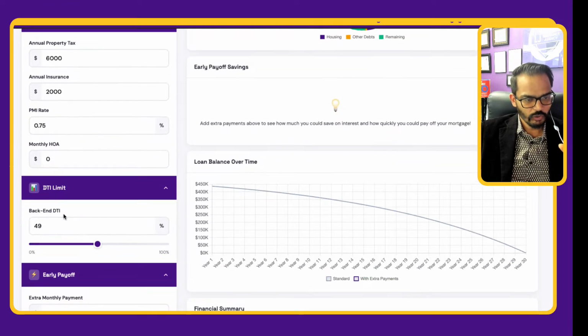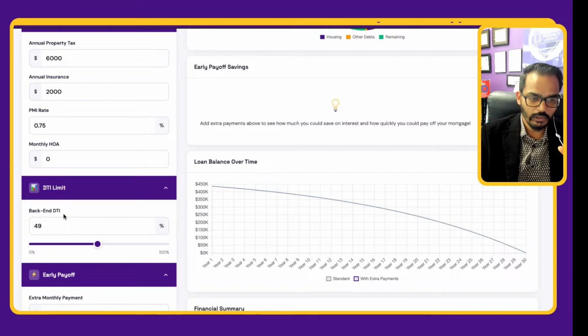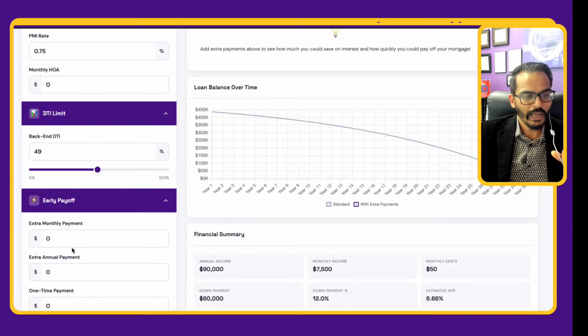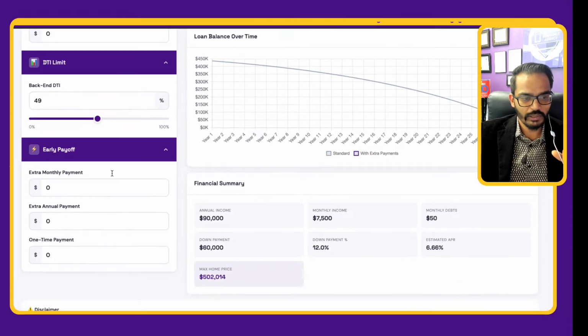And back end DTI, what does DTI stand for? It's debt to income. How much money you're making versus how much debt you have, and we can use a percentage of it. So as loan officers, we're using back end DTI. This is going to be what your new mortgage is going to be, plus all your current liabilities, all your credit card debt or any of those sorts. We want to put a percentage to that. So conventional loans allow you to go up to 49%, and we're leaving it at that. Okay. Extra payments, I'm not worried about this stage right now. This is for later.